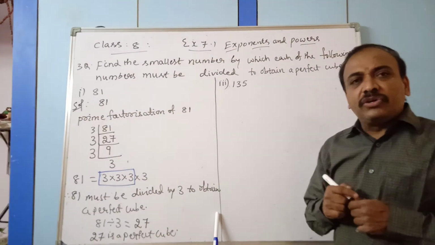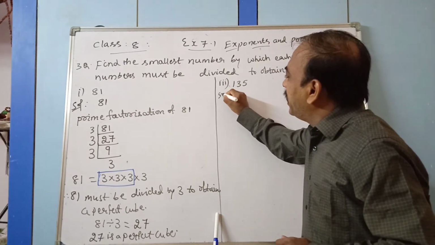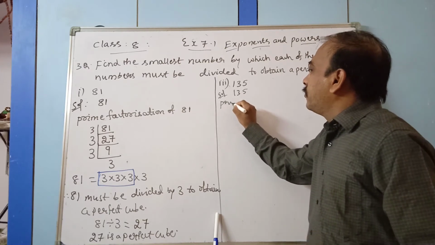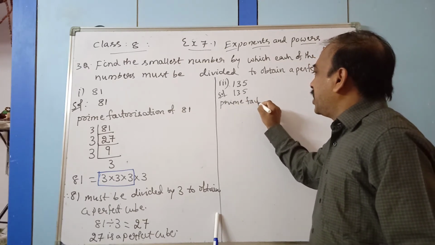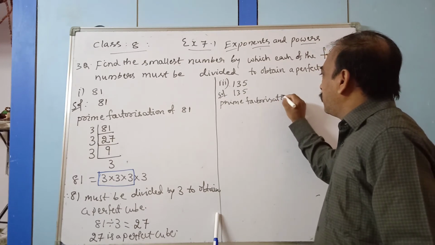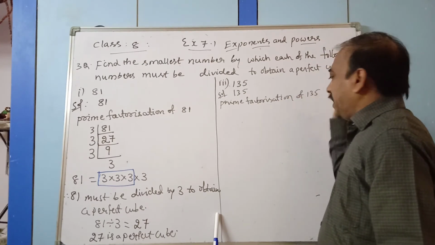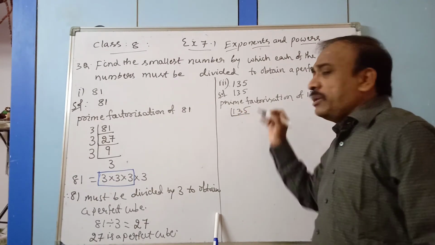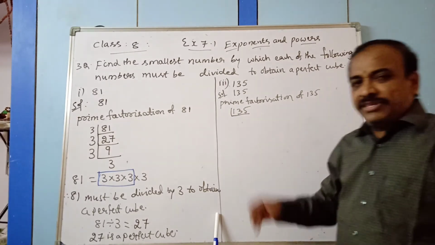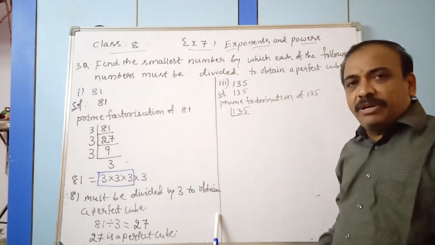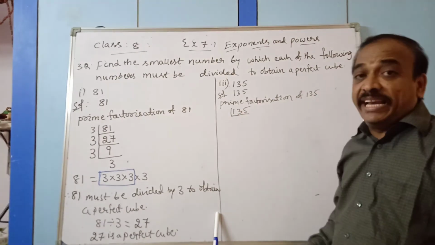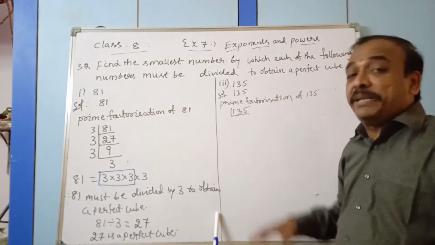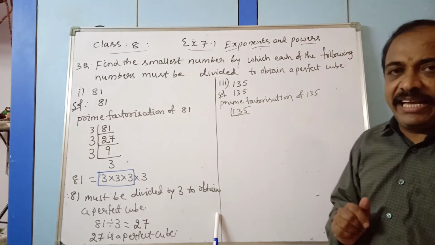135. Similarly, how to do the prime factorization of 135? As we know, is it divisible by 2? No. Is it divisible by 3? 1 plus 3 is 4, 4 plus 5 is 9. Yes, it is divisible. And is it divisible by 5? Yes, it is divisible, because the units place we have 5, as we know the divisibility rules.